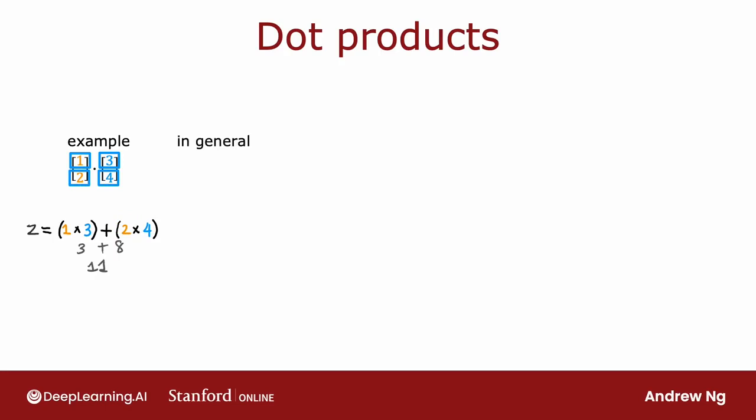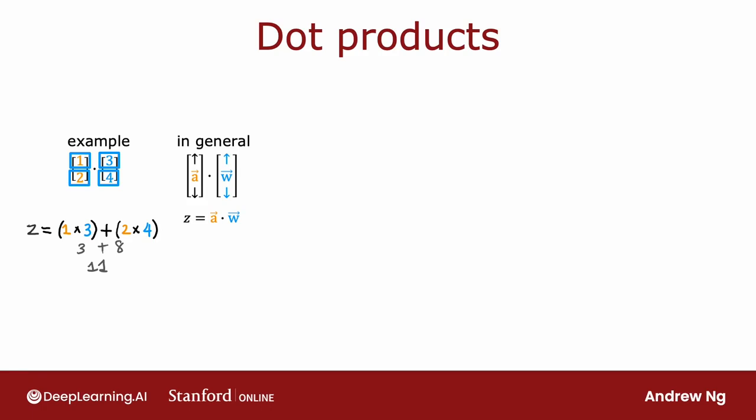In the more general case, if z is the dot product between a vector a and a vector w, then you compute z by multiplying the first element together and then the second elements together and the third and so on, and then adding up all of these products. So that's the vector-vector dot product.